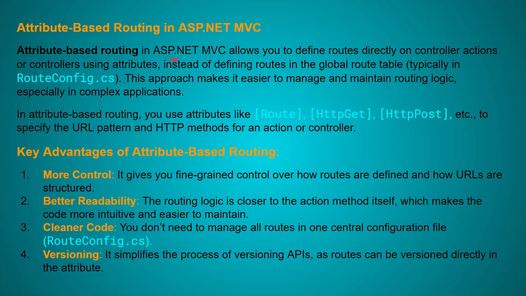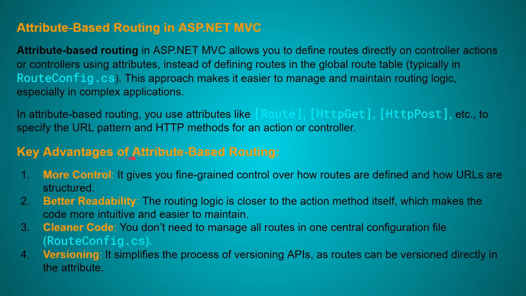Attribute based routing in ASP.NET MVC allows you to define routes directly on controller actions using attributes, instead of defining routes in the global route table, typically RouteConfig.cs. This approach makes it easier to manage and maintain routing logic, especially in complex applications. In attribute based routing, you use attributes like Route, HttpGet, HttpPost, etc. to specify the URL pattern and HTTP methods for an action in a controller.